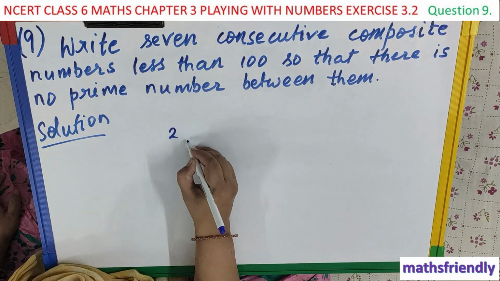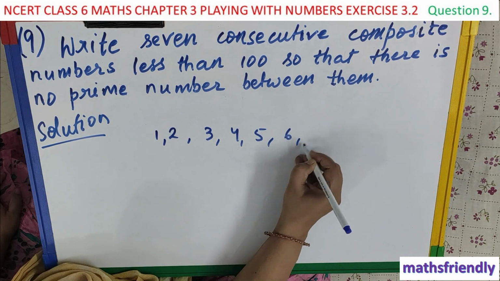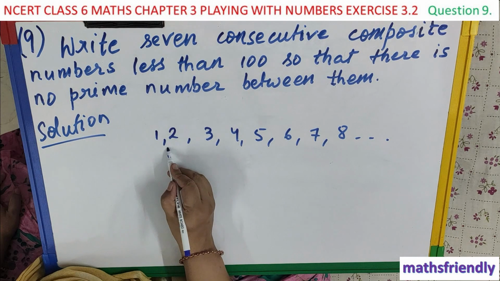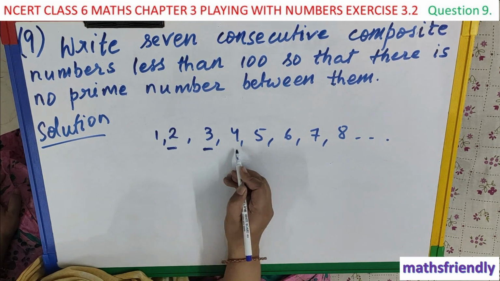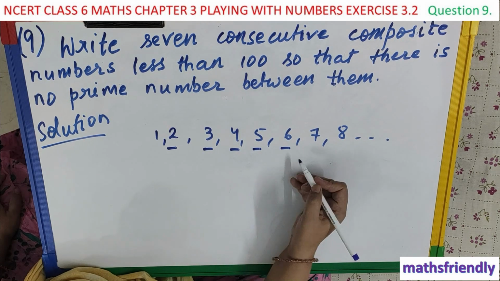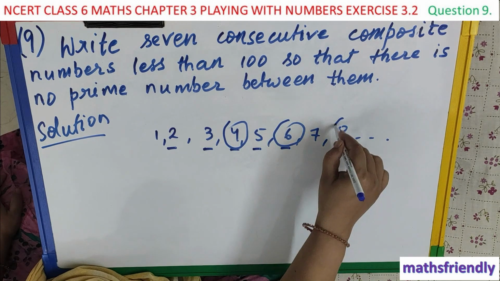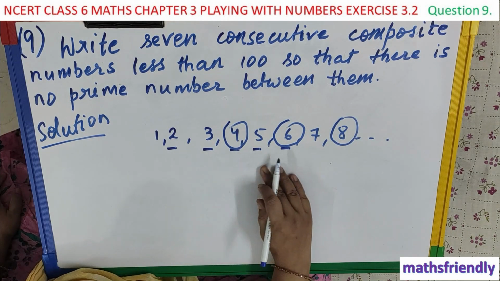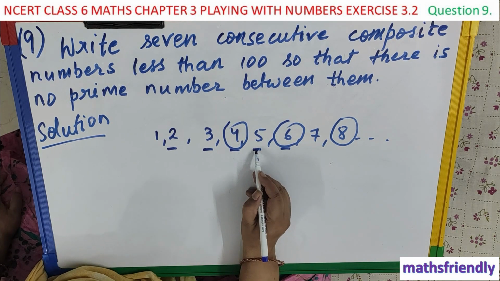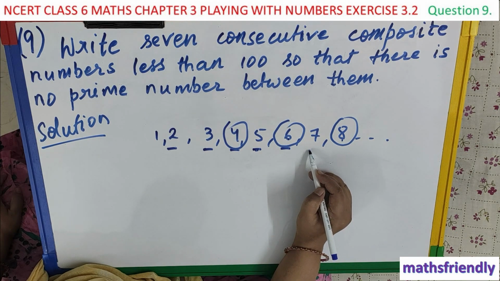See, if I write 1, 2, 3, 4, 5, 6, 7, 8 and so on. So what is this? This is a prime number, this is a prime number, this is a composite number, this is again a prime number, this is a composite number, like that. See, this is composite, this is composite, this is composite. So this is not consecutive composite numbers, because in between there comes a prime number. In between these two composite numbers there comes a prime number.